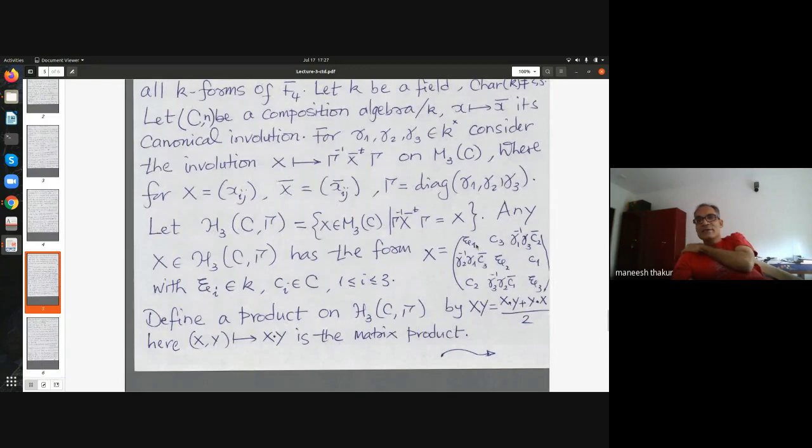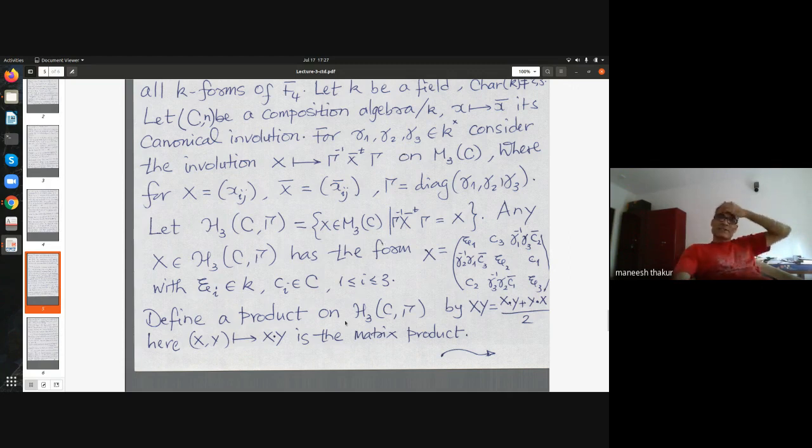One is the scalar part. The diagonals are scalars in the base field. These C3, C2 and C1 are entries in the composition algebra. And then there are these scalars coming up because of the condition. So the shape of the matrix looks like this.